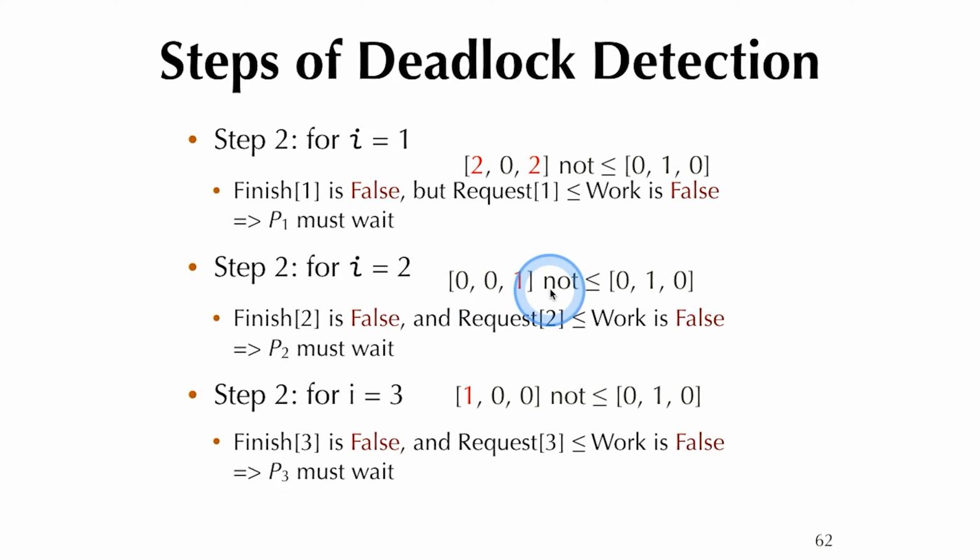We couldn't do P2 in this case because 001 is not less than or equal to 010, right? Even though it has an instance of B, it's not requesting an instance of B, so that's useless. It's requesting an instance of C, but there's not an instance of C available, so that's why it couldn't be fulfilled. So then P2 must wait. Now I equals 3, and can this be fulfilled? No, so 100 is not less than or equal to 010, so P3 must wait.